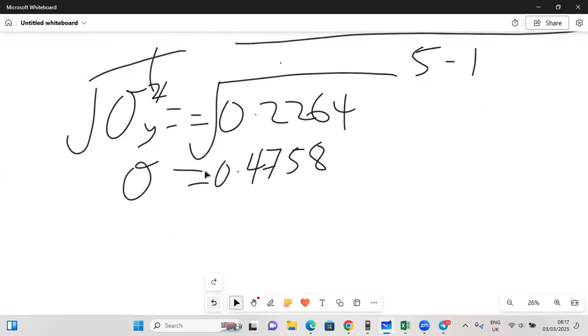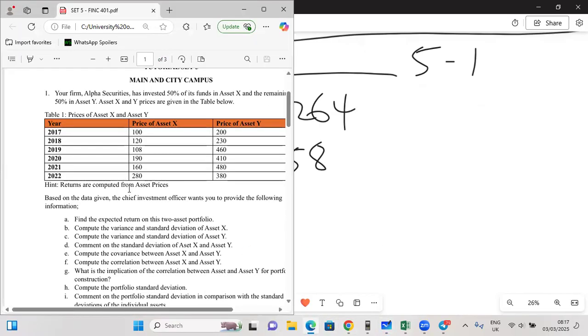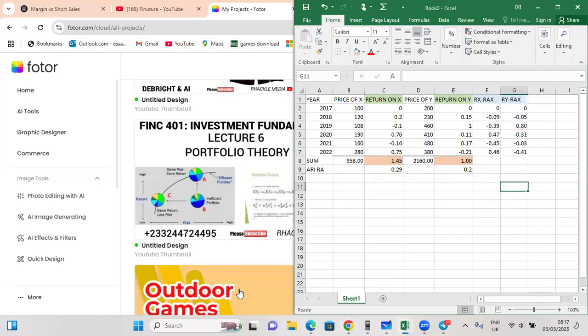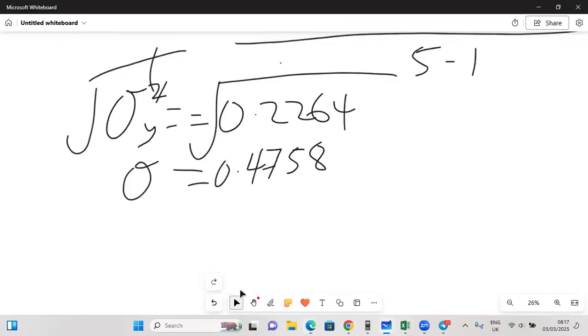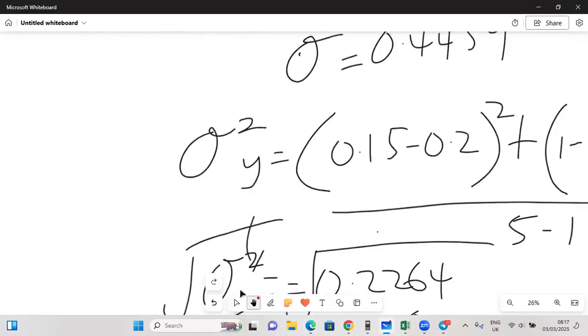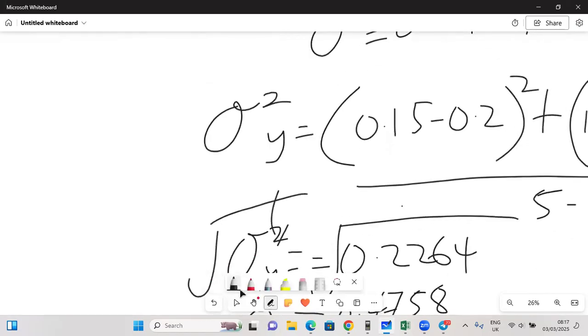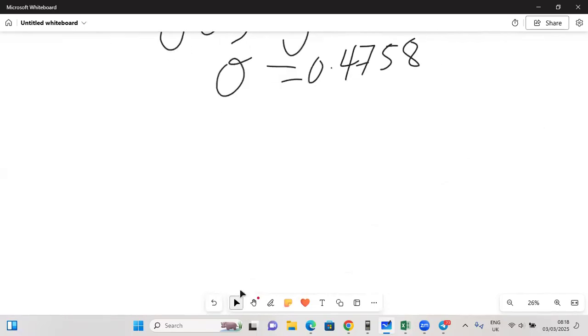All right. So now we've computed the variance and standard deviation of assets X and Y. So here is that one. Now B.